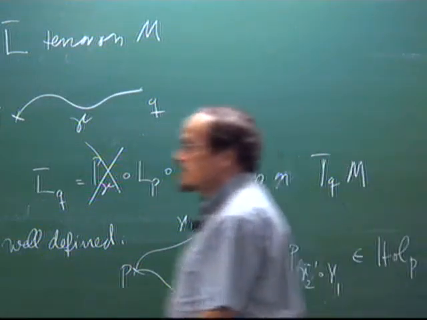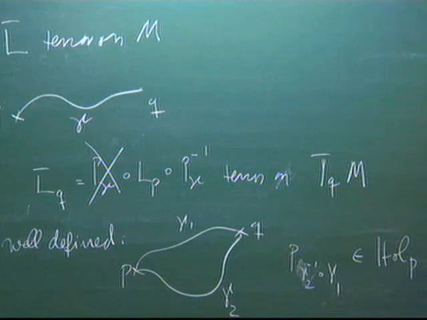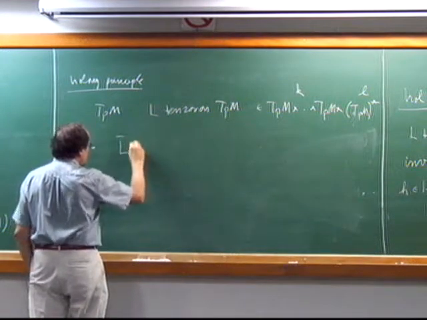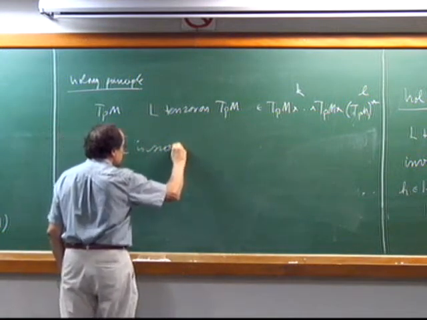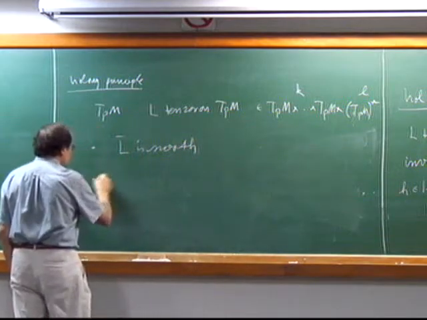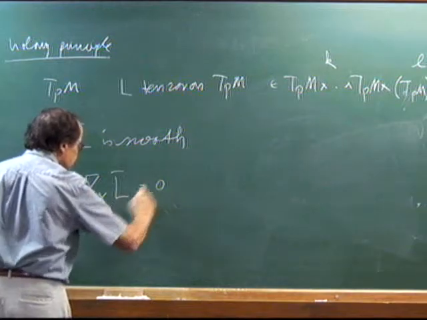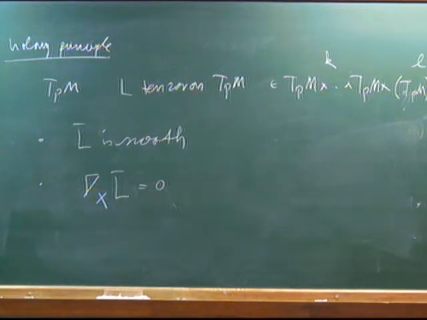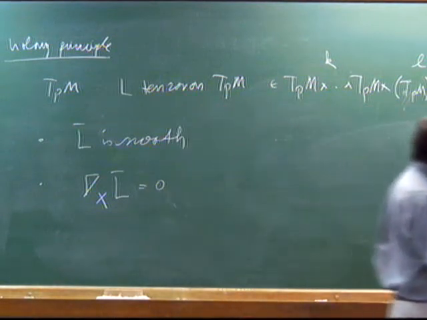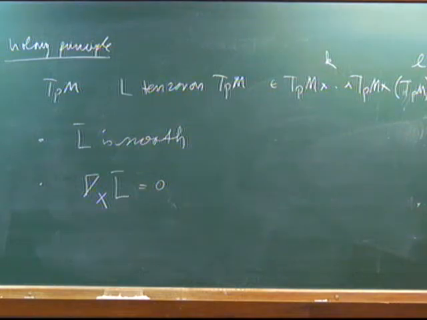So now I have a well-defined tensor on the manifold, and now I prove two things. First, that L bar is smooth. And the second property is that the co-derivative of L bar is equal to 0. How would one prove it's smooth? Any suggestions how to prove it's smooth?